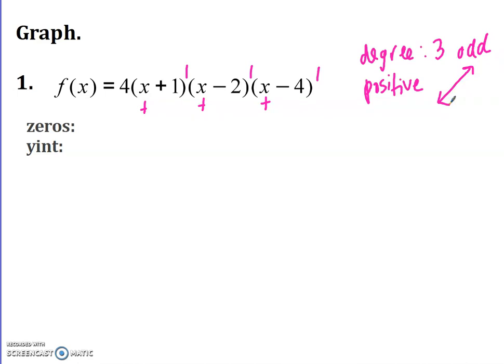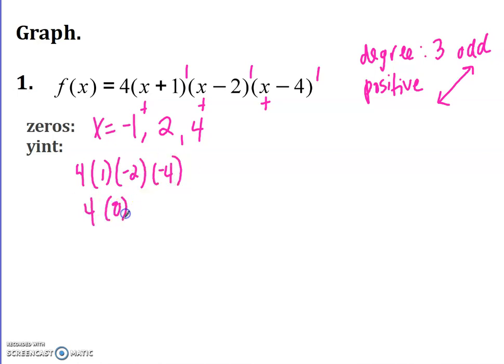How is that helpful? Let's look at my zeros real quick. This is going to be x is equal to negative 1, 2, and 4. How did I do that? I said x plus 1 equal to 0, x minus 2 equal to 0, and x minus 4 equal to 0. And then I'm going to find my y-intercept. So I have a 4 times 1 times negative 2 times negative 4. It's going to be 4 times 8, which is 32. So my y-intercept is (0, 32).